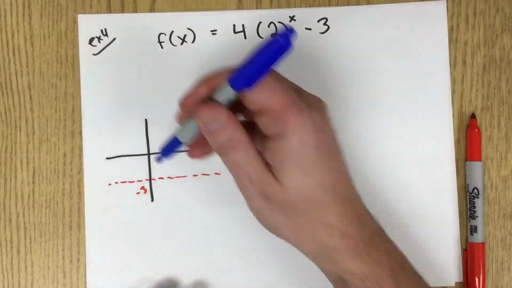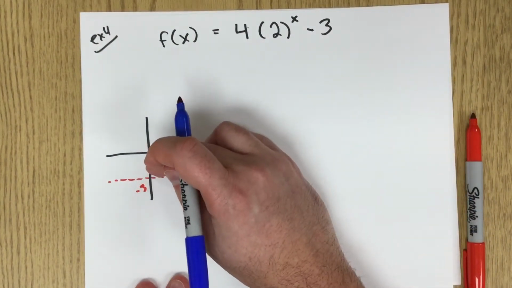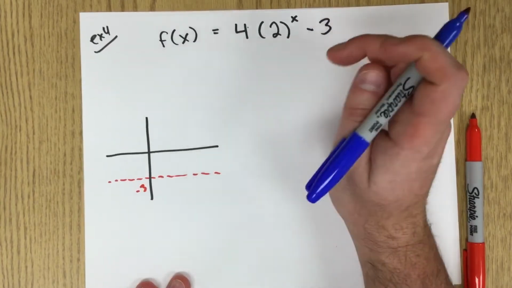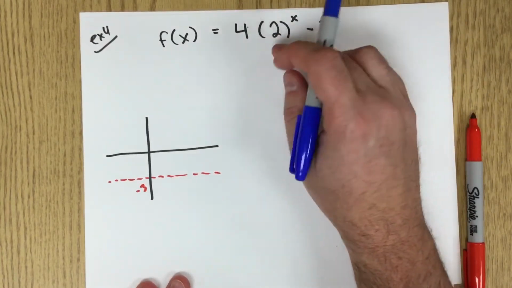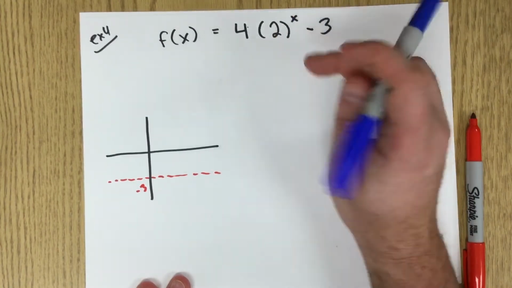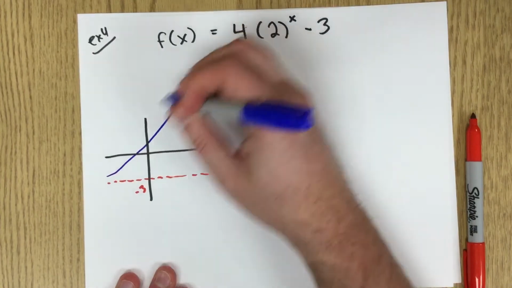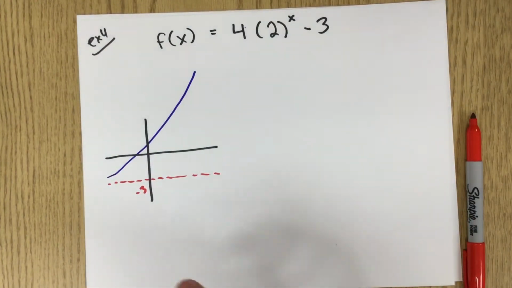And by vertically stretched, so normally the y-intercept is only 1 above. In this case, it's going to be 4 above. If you weren't sure, you could always plug in 0 to see what it is. 2 to the 0 is 1. 1 times 4 is 4. 4 minus 3 is 1. And so it would actually go something like this.